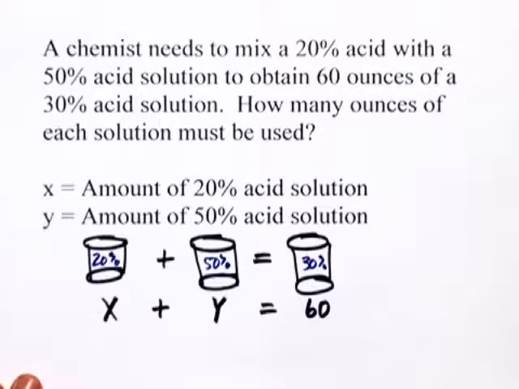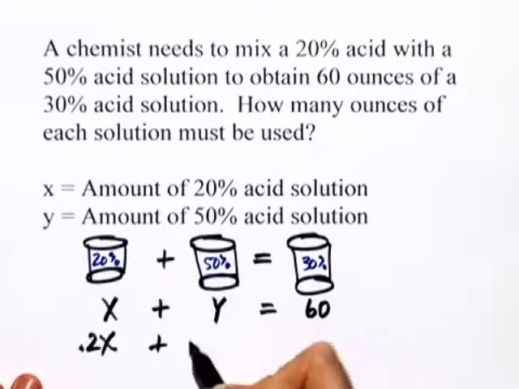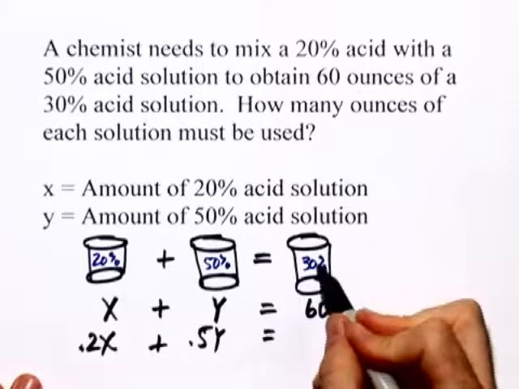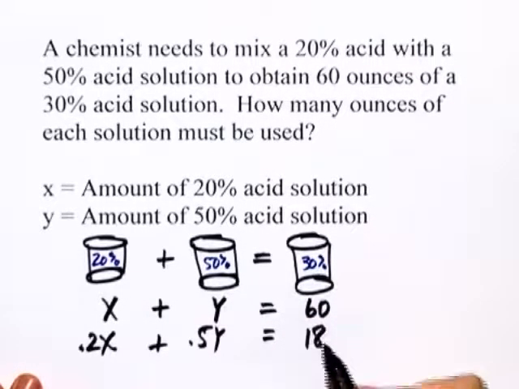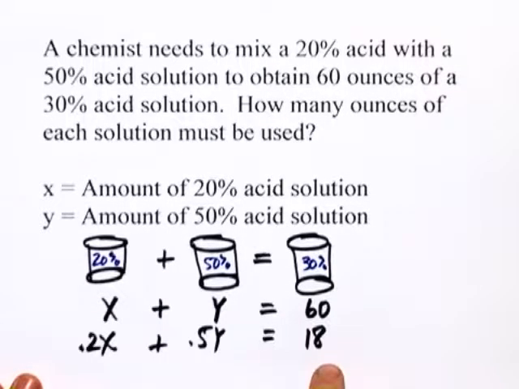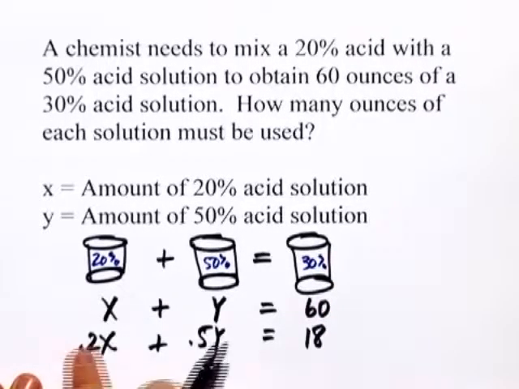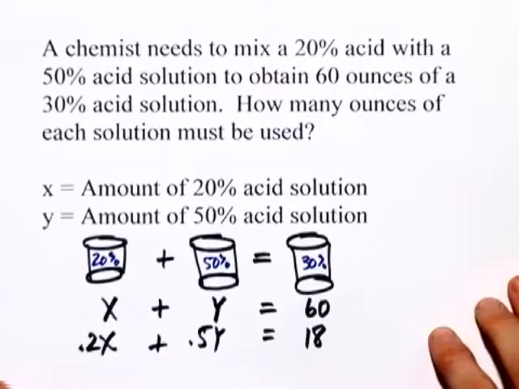Since the first solution is 20% acid, 20% of X, or 0.2X, will be the amount of acid in the first solution. 0.5Y, or 50% of the second solution, will be the amount of acid. And since 30% of 60 is 18, there will be a total of 18 ounces of acid in our final solution mix. So now that we have two equations and two unknowns, we can solve them. Let's get a clean sheet of paper and do the work.